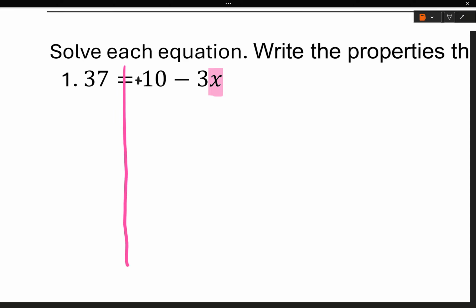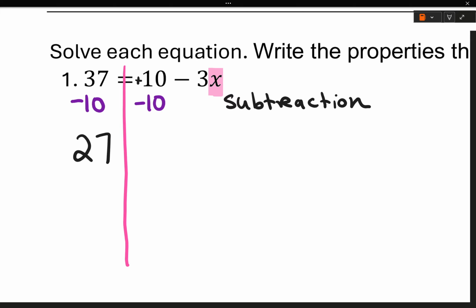How do we move 10 to the other side? We subtract it because that undoes addition. So we're going to subtract 10 from both sides. We're undoing the positive 10. We're subtracting. Okay. So on the left-hand side, 37 minus 10 is 27. On the right-hand side, 10 minus 10 is 0, and we're left with negative 3x.